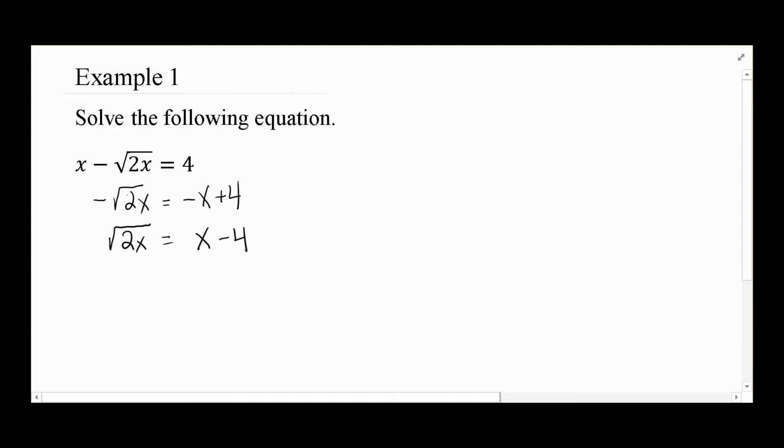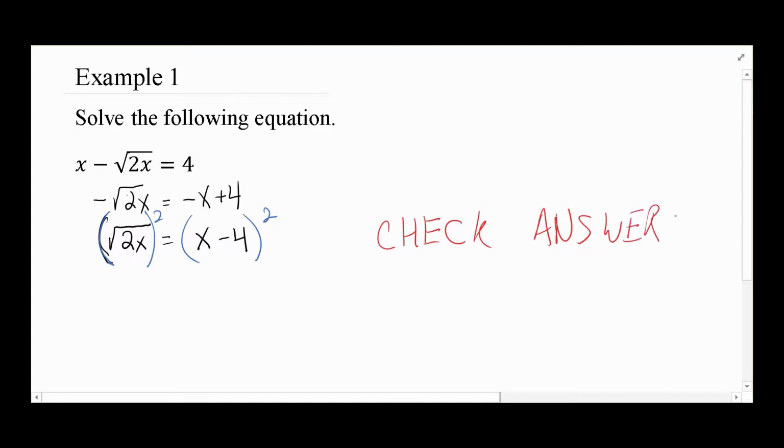So now that I have this square root by itself, I can go ahead and square both sides. My blue ink's not working. There's my blue ink. So we're going to square both sides, but also remember that squaring both sides isn't fully legal. And so as soon as we square both sides, we have to make our note to ourselves that whatever we do, we need to check our answer or answers in the end.